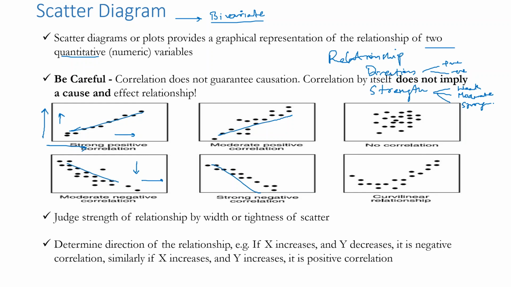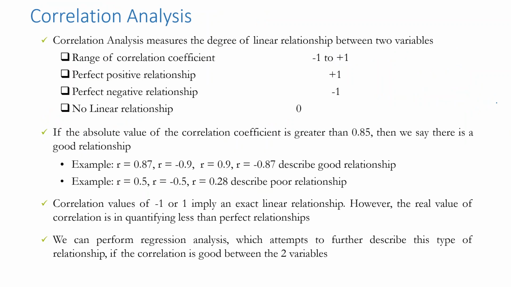But we already know that the scatter diagram is subjective in nature, because by looking at this visualization, different people might have different opinions. So we have a measure for this correlation, called the correlation coefficient, which is represented using small r. We know that the range is from -1 to +1. 0 means there is no linear relationship. So this interpretation is already known to us.